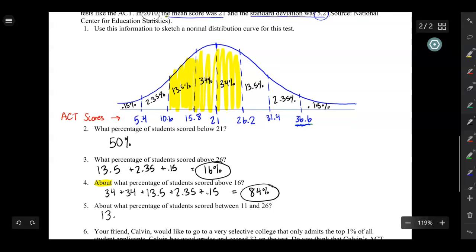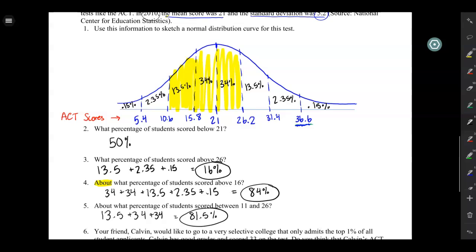So I'm going to go ahead and add up all those percents. And when I do, I get 81.5%. So that's the percent of students who scored between 11 and 26. And that's a pretty sizable chunk. Most of my students are falling into that category.